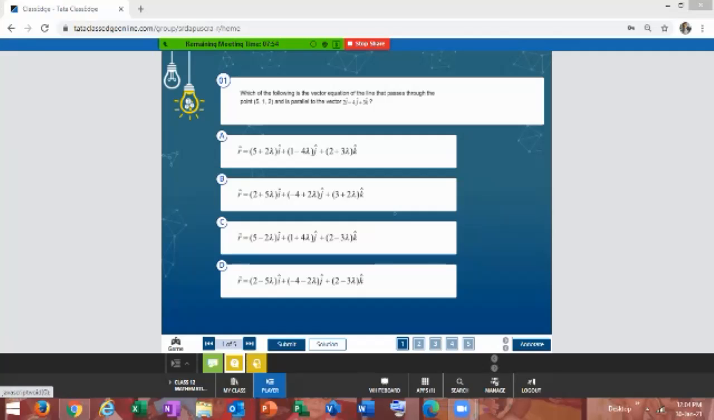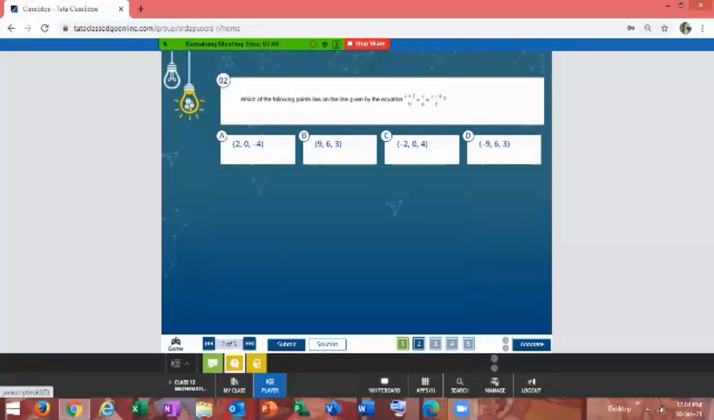Sir, option A. Okay, let's check whether it is correct or not. Yeah, very good. Now the next question is here: which of the following points lies on the line given by the equations?